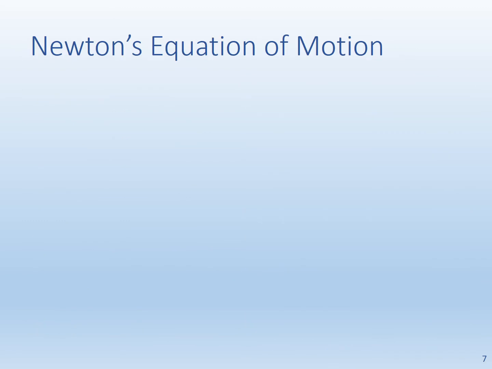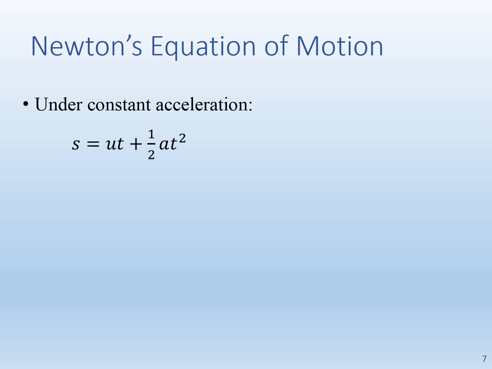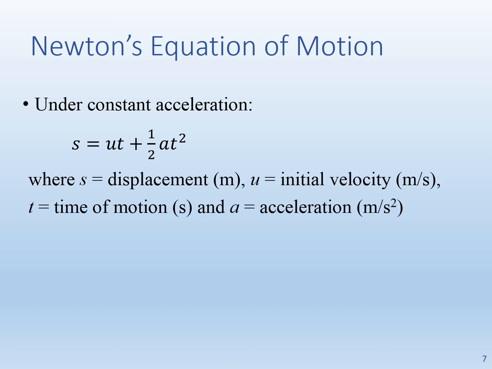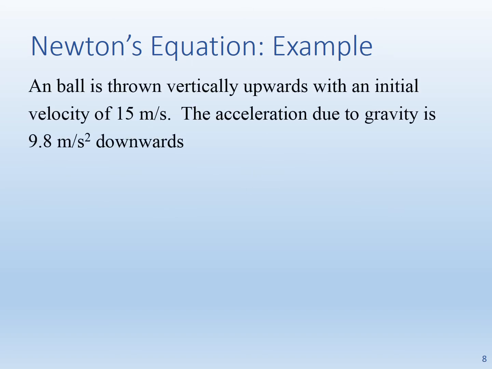Let's have a look at an example using Newton's equation of motion. Under constant acceleration, we have the relationship s equals ut plus half at squared, where s represents the displacement, u represents the initial velocity, t is the time of motion, and the acceleration, which is constant, is given the symbol a. In this example, we have an object thrown vertically upwards with an initial speed of 15 meters per second.